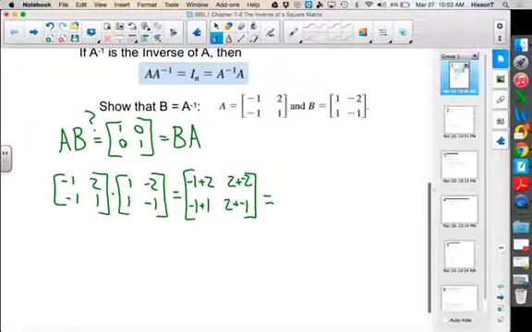So look at what we get. Negative 1 plus 2 is 1. 2 minus 2 is 0. 1, 0, 1, 0. Negative 1 plus 1 is 0. 2 minus 1 is 1. So, I showed that AB at least does equal the identity.